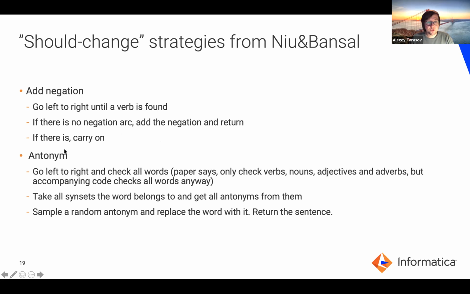They also did something they called antonym, which is, again, you go through words left to right, you check all words. Again, there is a small discrepancy between what they show in the paper and what's actually in the code. But basically, you just go through the words and take all synsets from WordNet that this word belongs to and get all antonyms from them and then select a random antonym. So essentially, it's a long-winded way of saying that we just replace it with an antonym from WordNet chosen randomly. So that's it, nothing else.